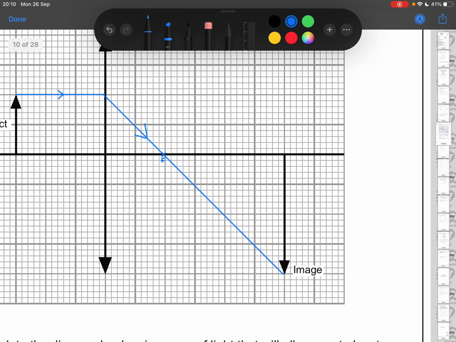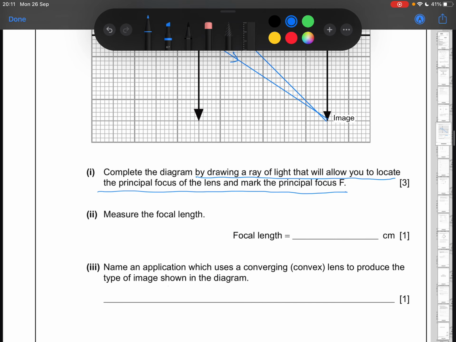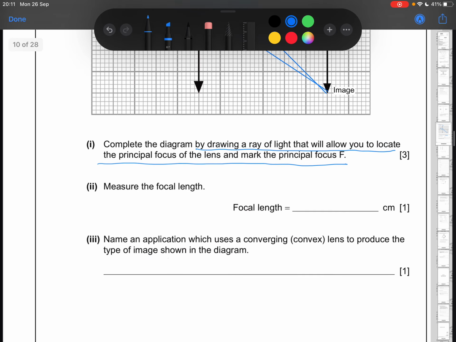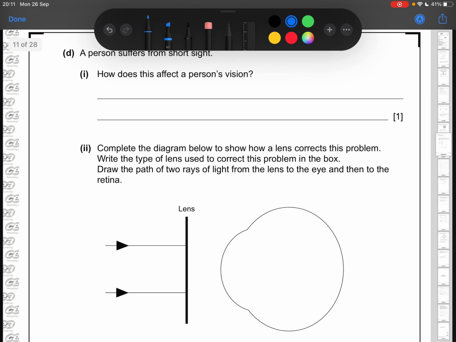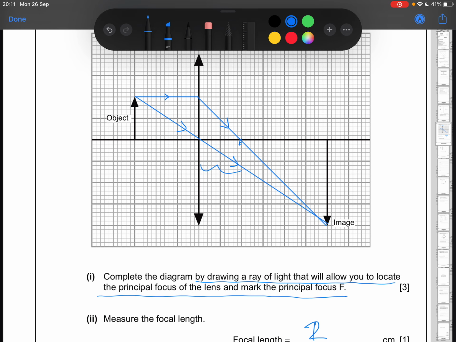There is another line which passes undeviated through the optical center. Sorry, that's not very straight. It goes through the optical center and meets the top of the image. So that line is also there. It didn't ask us to draw that, only asked us to draw the first line, but there it is. Measuring the focal length in centimeters, this is full scale, and I think each of these boxes is 1 centimeter. So we're going to say 2 centimeters, not 1 centimeter, because it's 2 of these boxes.